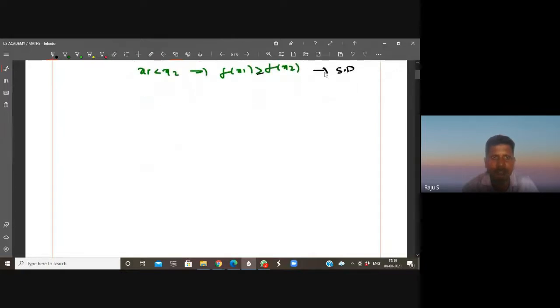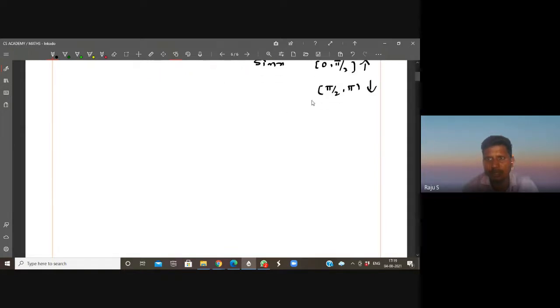So we have seen a few cases like sin x and cos x. When you take sin x here, sin x is increasing from 0 to pi by 2, and decreasing from pi by 2 to pi. The graph is like this. So when we see that f dash of x is here greater than 0, here lesser than 0.